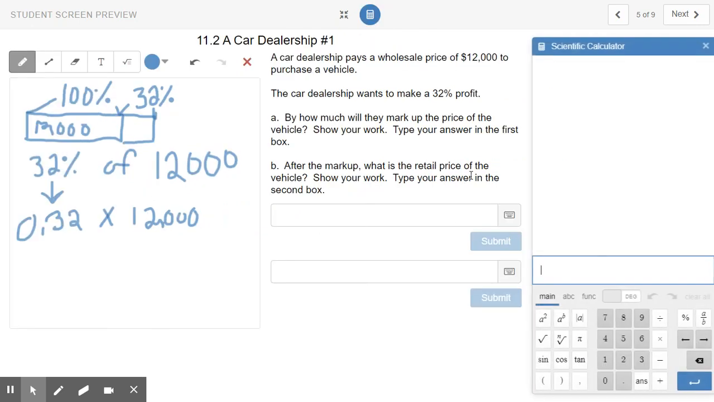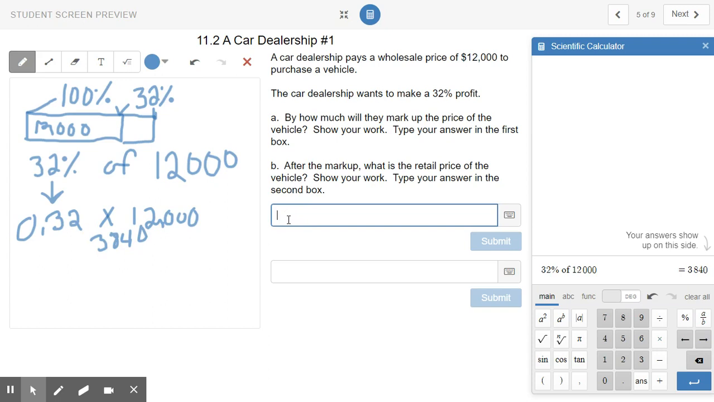So let's go ahead and try that out. This does have a percent key, so I can actually type in 32% of 12,000. So it's going to be 32% of 12,000. And we get $3,840. I am going to type this in with a dollar sign. So it's $3,840. Notice the dollar sign goes in front of the number.